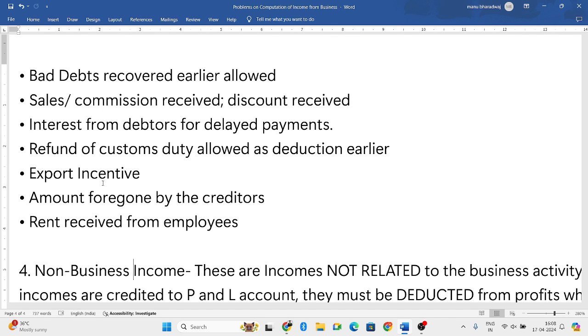So whatever amount you have recovered will again be from the sales you have done, so that is a business income. Sales or commission received or discount received, all this is considered as business income. Interest from debtors for delayed payment: suppose your customer doesn't give you money on time, so you put a penalty on them and they pay extra money. That extra money is also your business income.